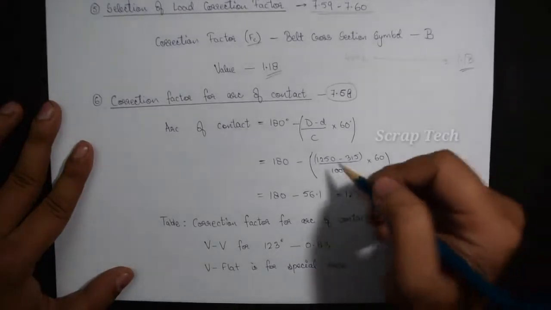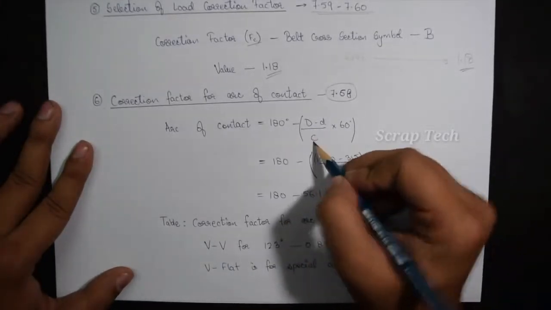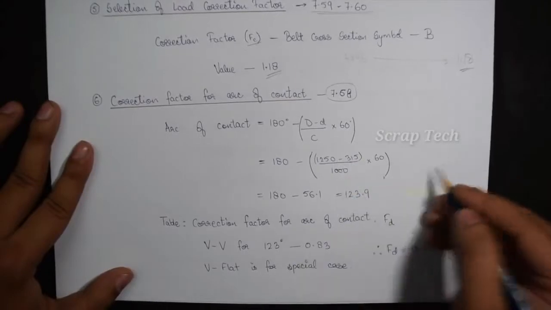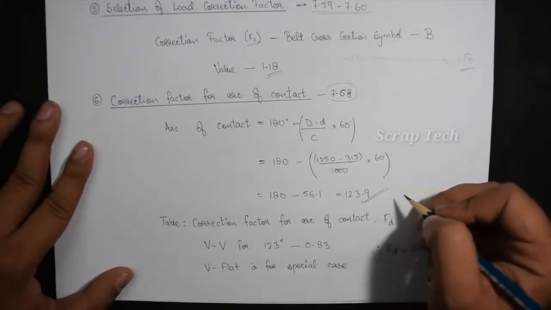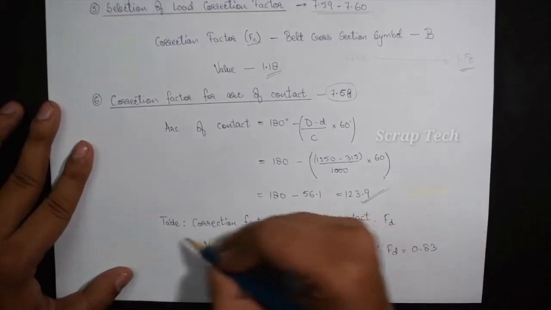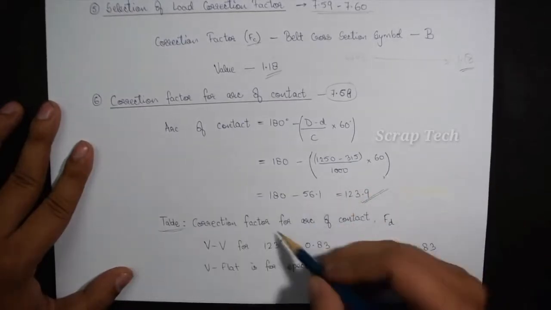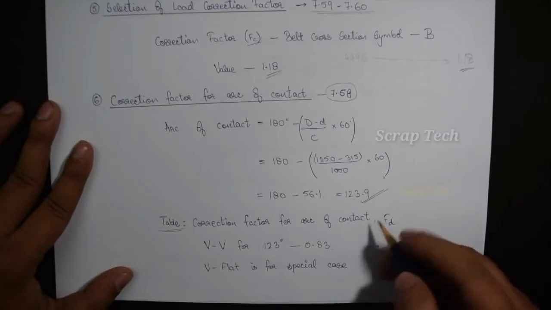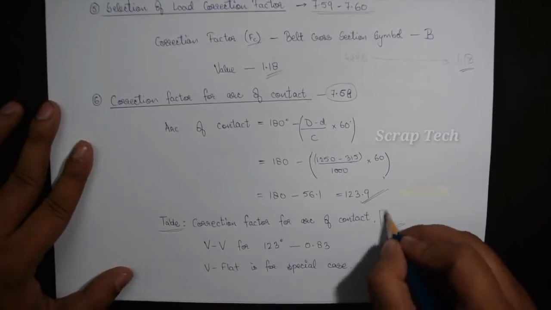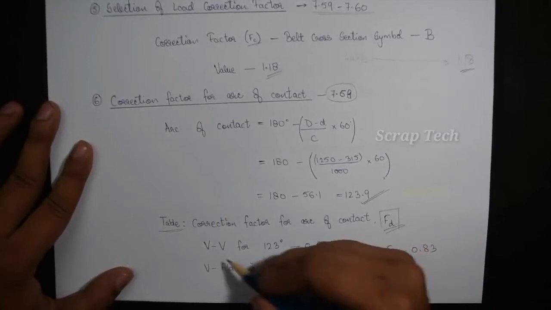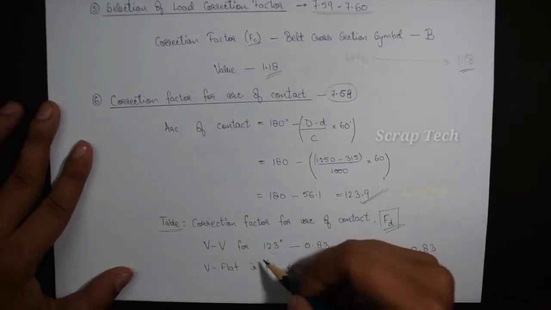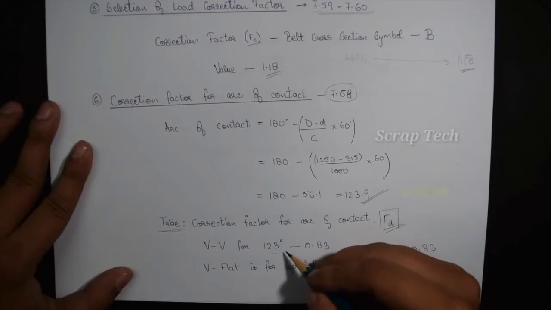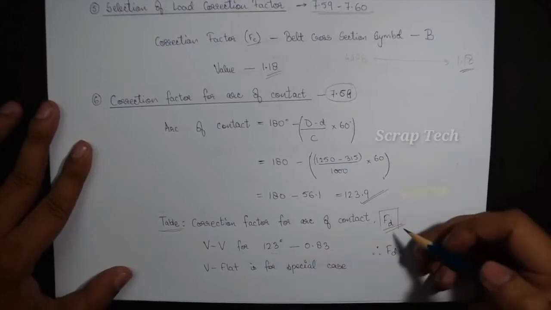The formula which is given contains capital D, small d, and C. All of these three are known to us. Calculating this, we get the value as 123.9. Right under the formula, we have another table for correction factor for arc of contact, FD. Looking in this table, we see that 123 is given to us. So we'll be choosing 123 because 127 is very high.